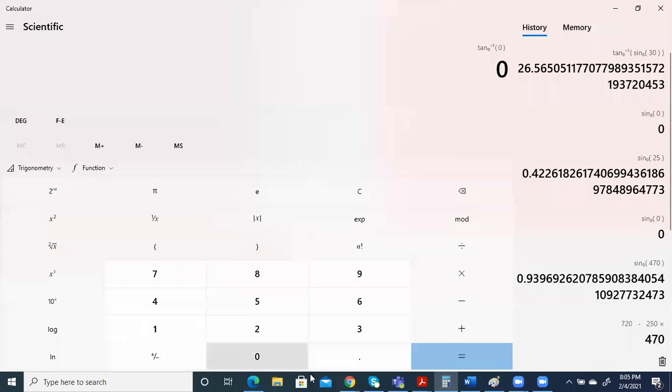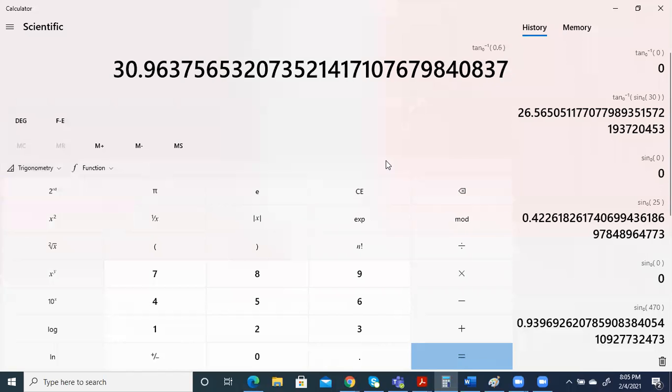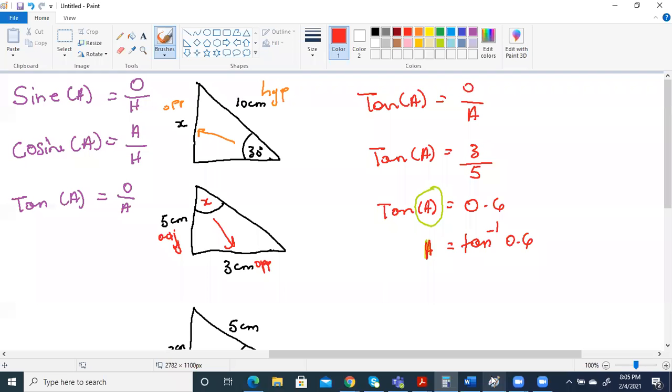So I put 0.6. This calculator works a little funny, it seems. And I will get 30.96, right? So the answer is 30.96. I could do this on my phone as well, but I want you to see what it looks like. That's why I'm doing it on that, even though that's not the best way to show you. So what did I get? 30.96 degrees. That would be the size of the angle that is missing.